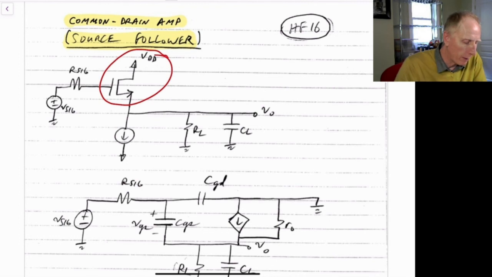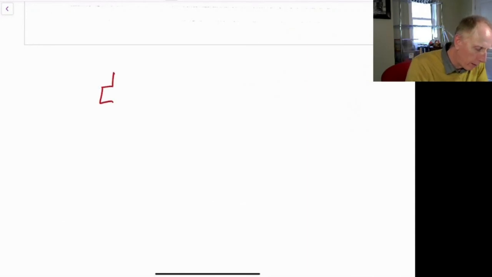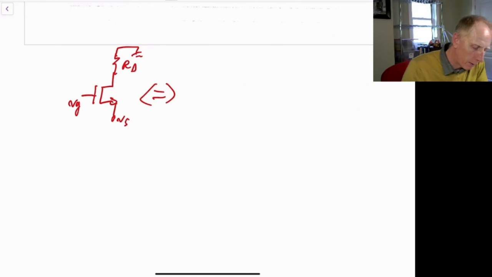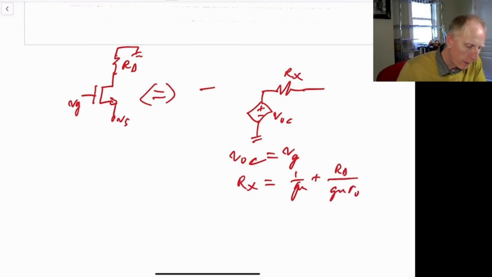So we have our common drain amplifier here. If you recall, we would typically take R sub D up through this, and we would replace this, where this is VG and VS, with an ideal open circuit voltage, VOC, and a resistance R sub X. VOC would be equal to VG, and Rx would be equal to 1 over Gm of the transistor plus R sub D divided by Gm R naught.